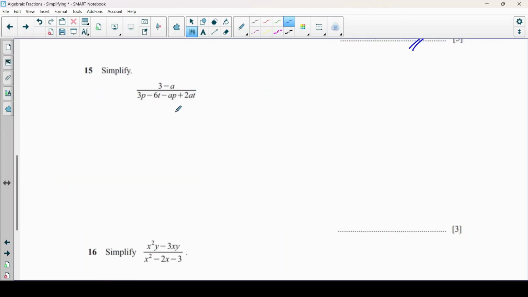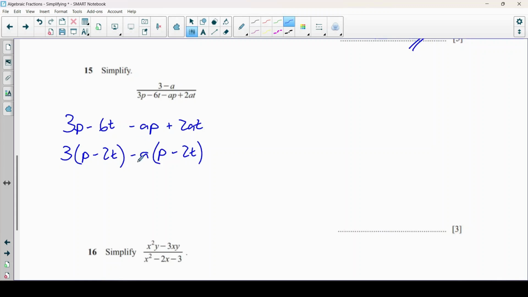Looks like we can't do much with the top of this one, so let's work with the bottom. We've got 3p minus 6t minus ap plus 2at, and let's make two single brackets. So out of these two, I think I can only take 3 out, and then I get p minus 2t. And here I'm going to take minus, and I think we can take a out, and then we get p minus 2t again.